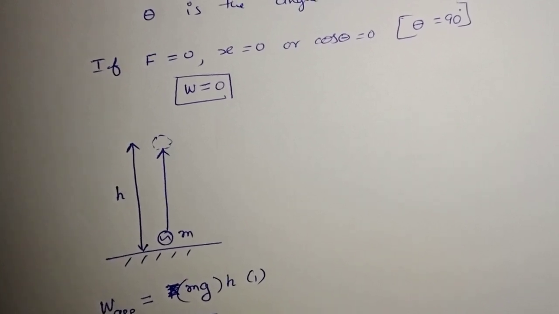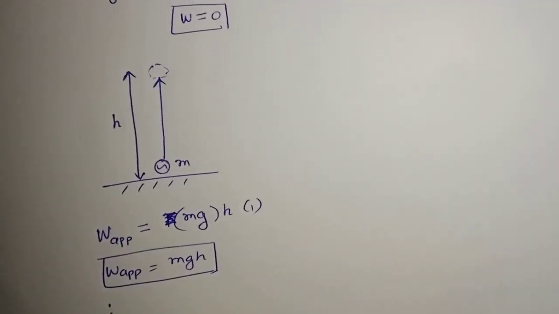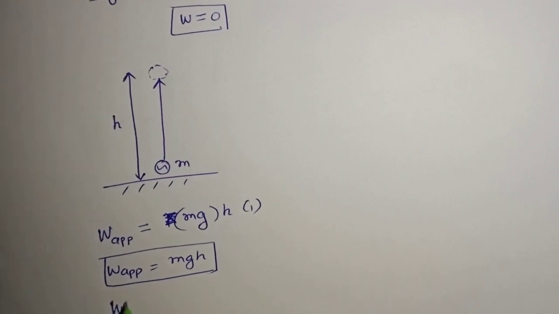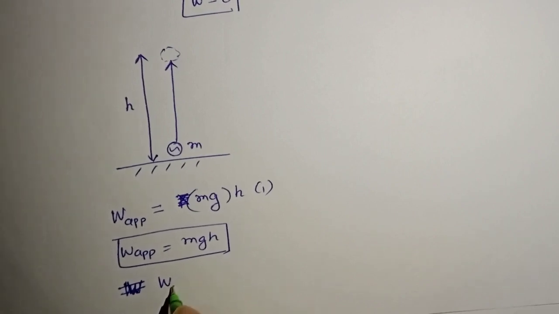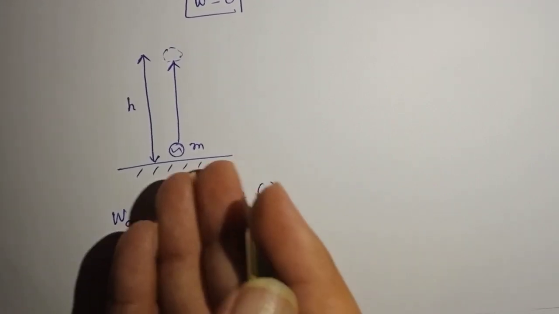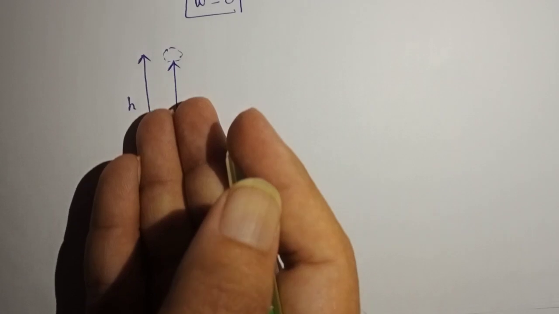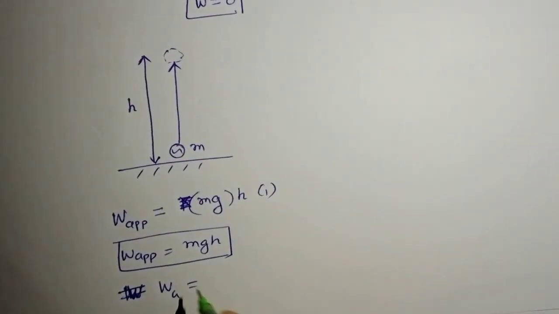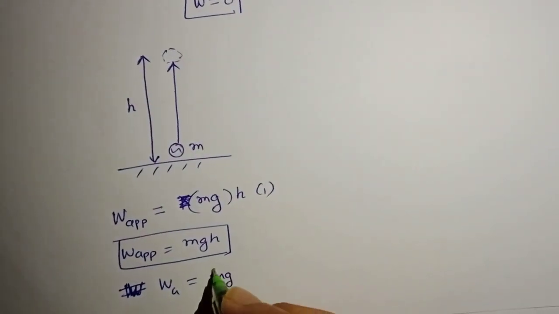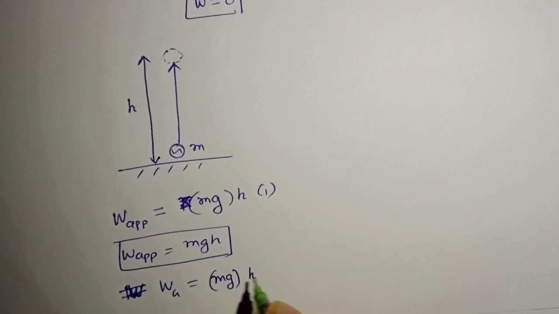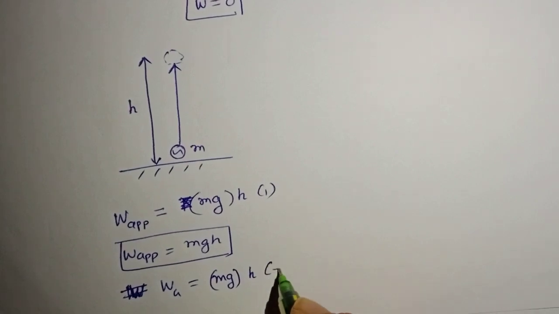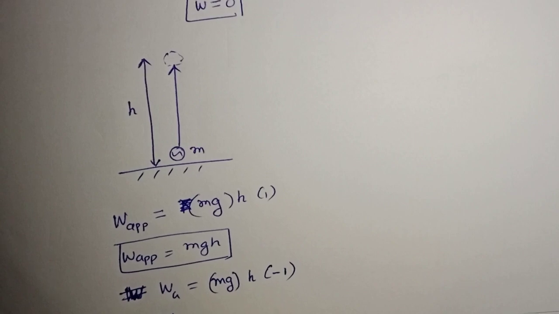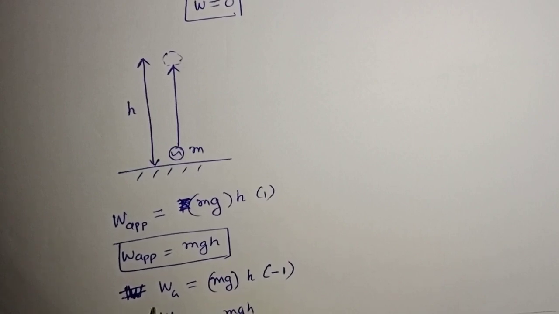But what about work done by gravitational force? When you are lifting the body upwards, gravitational force was acting downwards. Gravitational force is equal to mg. Displacement is upwards. Angle between gravitational force and displacement is 180 degrees. cos 180 is minus 1. So work done by gravitational force is minus mgh.